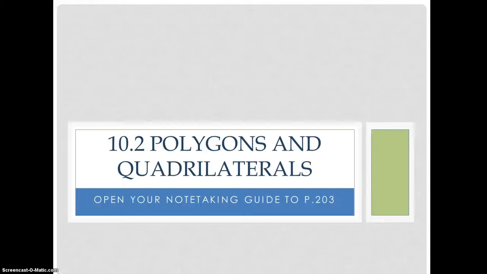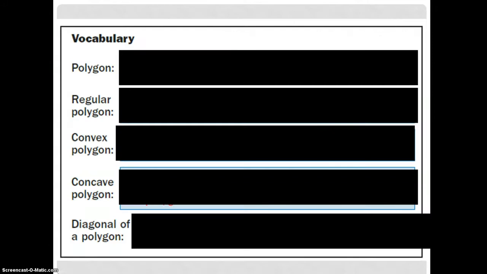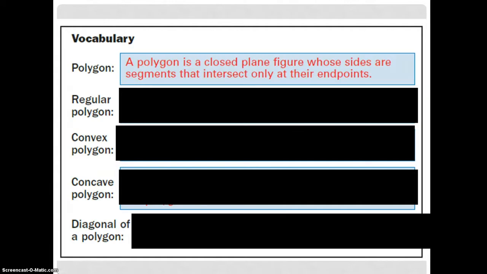Lesson 10.2, Polygons and Quadrilaterals. A polygon is a closed plane figure whose sides are segments that intersect only at their endpoints.